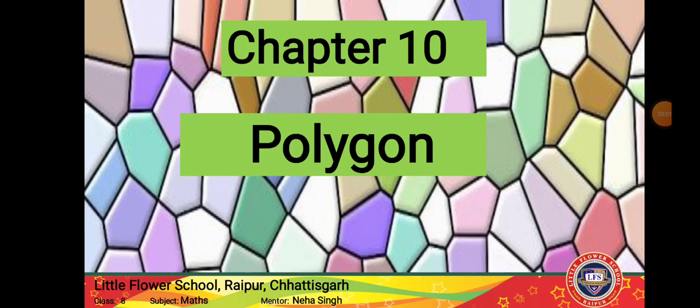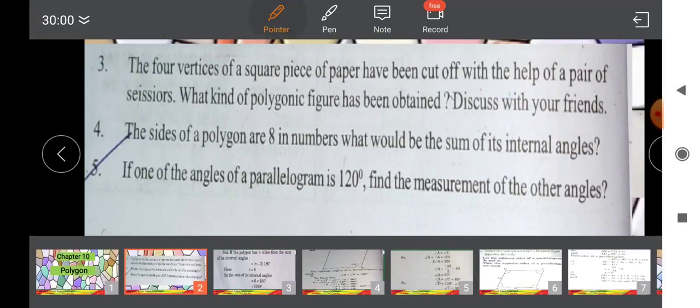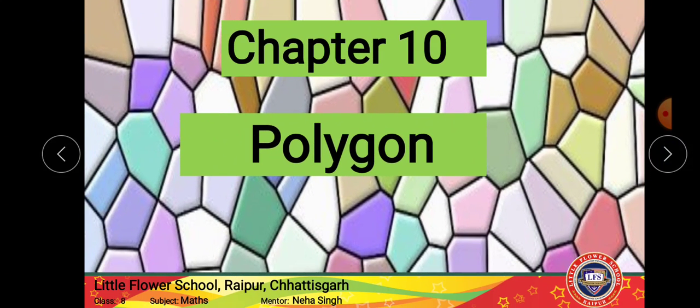Hello students. So today we'll start with the next chapter, that is polygon. What does polygon mean? Poly means many, gon means side, right? A polygon is a figure which has n number of sides, right?